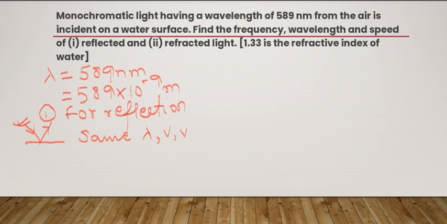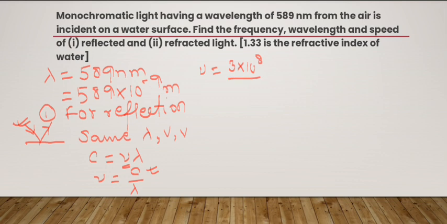Clear? Now, if we are supposed to find the frequency, how will we find it? We know a formula that C equals nu multiplied by lambda, where nu is the frequency. Now, frequency will be equal to C upon lambda, where C is the speed of light in vacuum. So, this can be solved as nu equals the value of C, which we all know is 3 into 10 to the power 8 meter per second, divided by lambda.